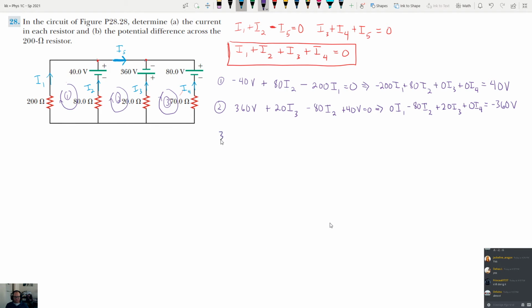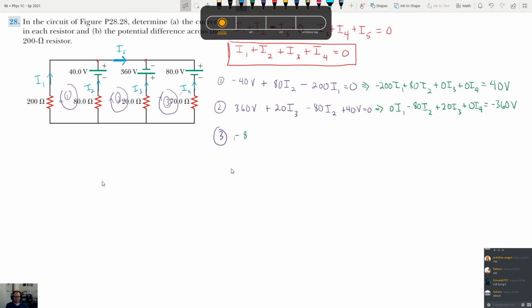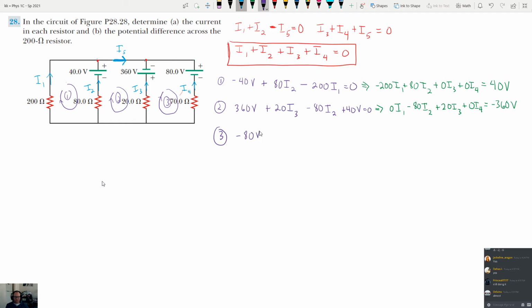All right, and then loop 3. Let's make these over here a different color or something, because it just looks weird seeing all that purple in a line like that. Okay. For loop number 3, let's start at this corner. We're going clockwise, so down. Plus to minus is negative 80. Back to purple. We're going upstream, so 70 I4 positive.